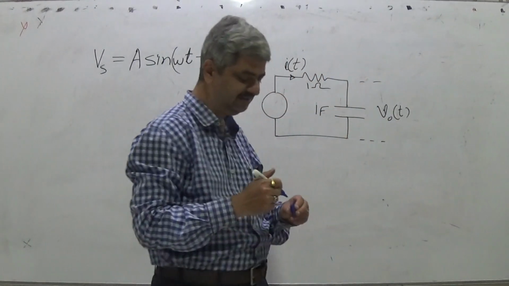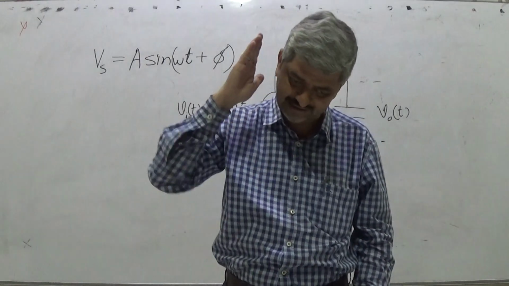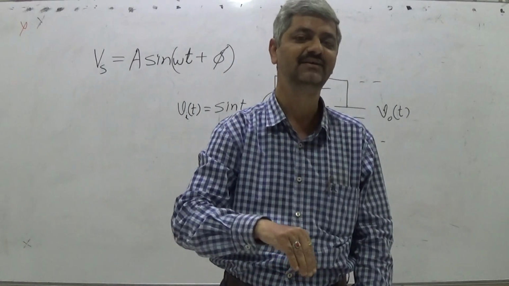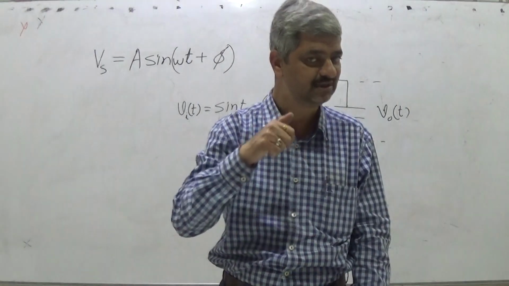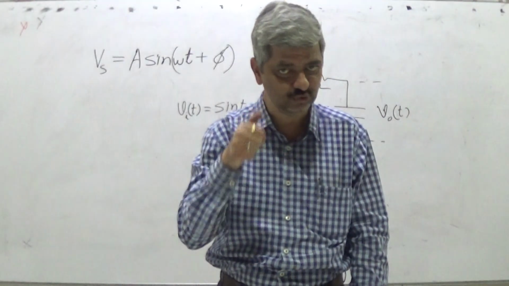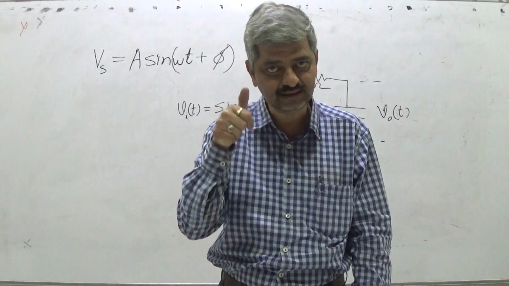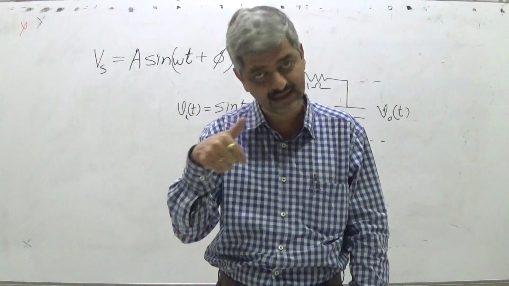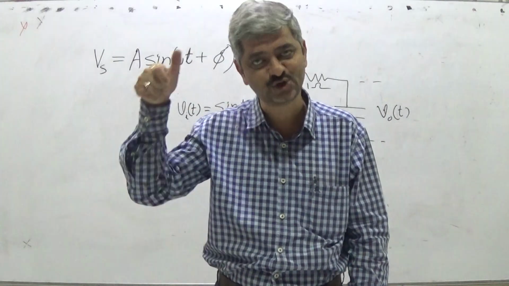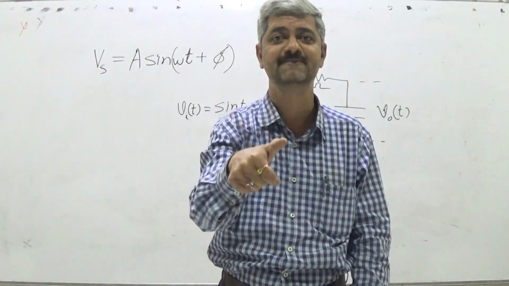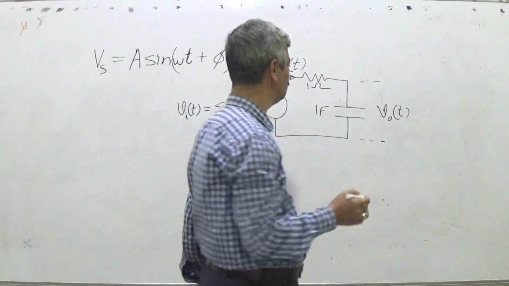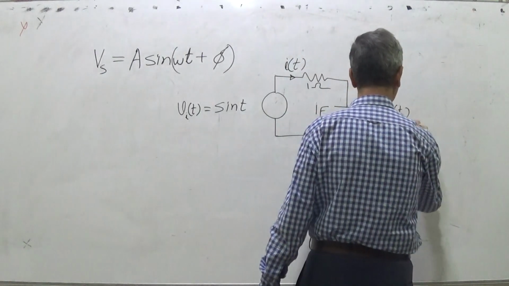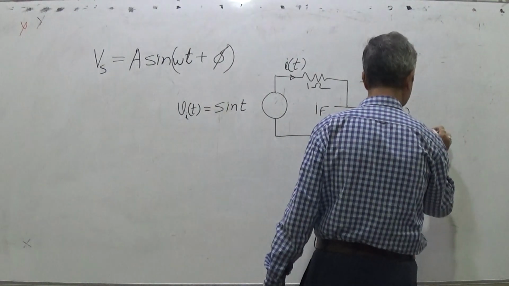I again repeat, finding Vout(t) is not so easy directly, but we assume Vout(t), and in the assumption we are taking help of something which was told to you: everything in a circuit which consists of R, L and C, or any of them, to which a sinusoidal input is applied, is a sinusoid of the same frequency, different amplitude, different phase. So I can assume this as A sin(omega t plus phi), with omega equal to 1.